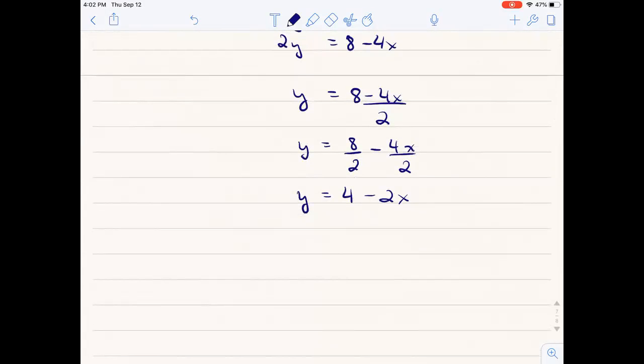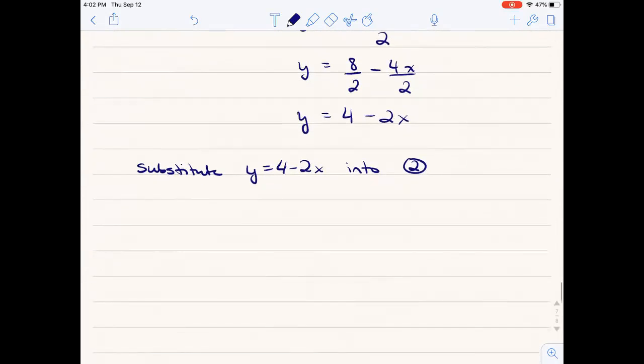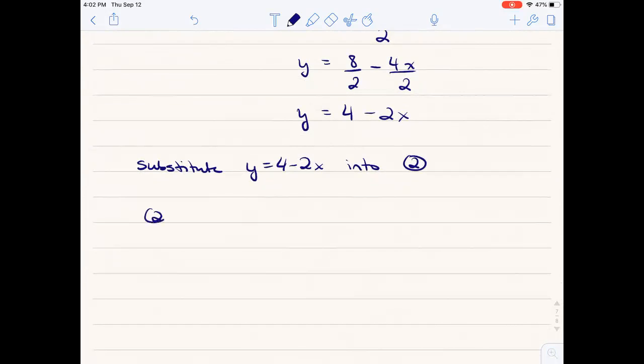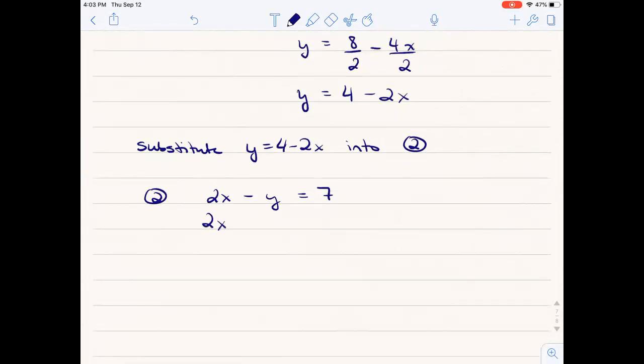Okay, so now substitute y equals 4 minus 2x into equation 2. Equation 2 looks like 2x minus y equals 7. We're going to substitute y equals 4 minus 2x into this. So we get 2x minus (4 minus 2x) equals 7.